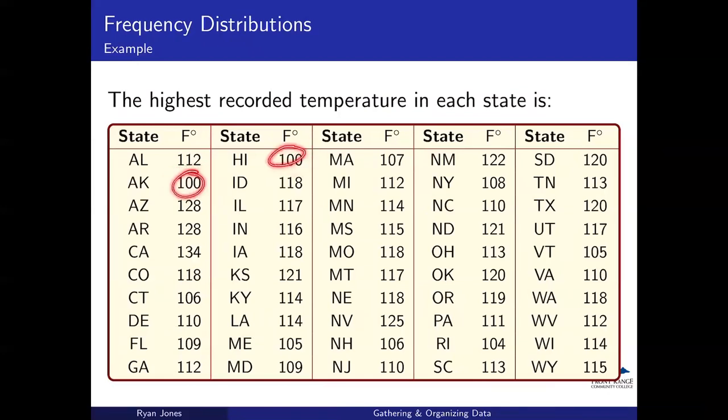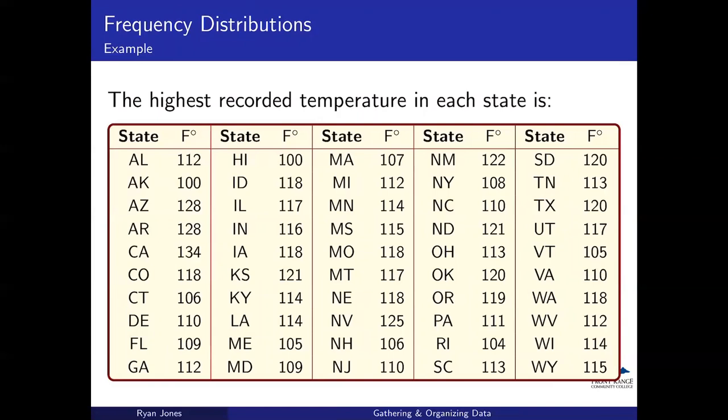The smallest are Alaska and Hawaii right there. They're both at 100, and I don't see any other hundreds here. So it seems like that's the smallest. And then the highest is California, 134 degrees. That's in Death Valley. And so we've got all this data here, and this is great. This is all fine and dandy.